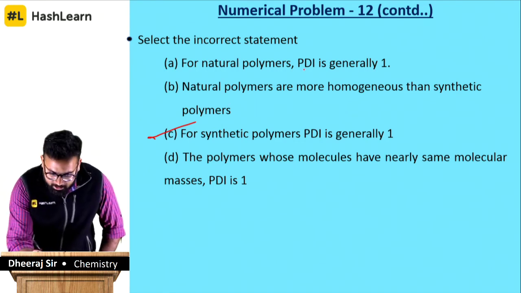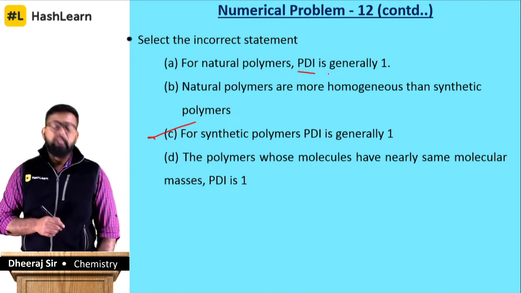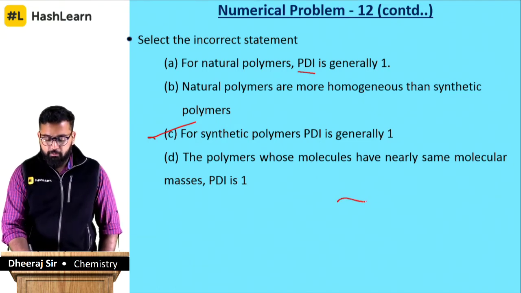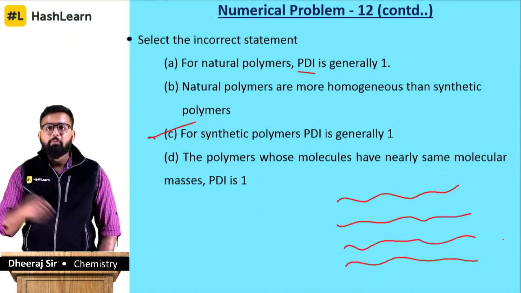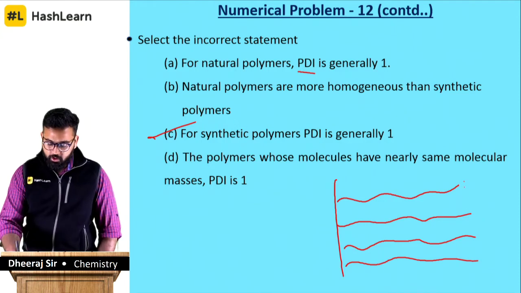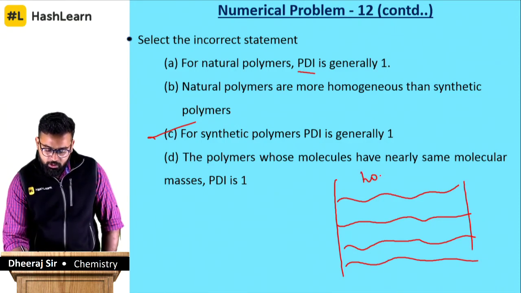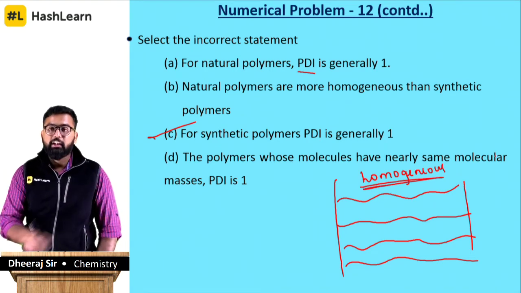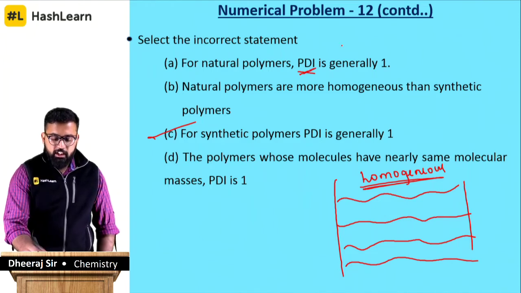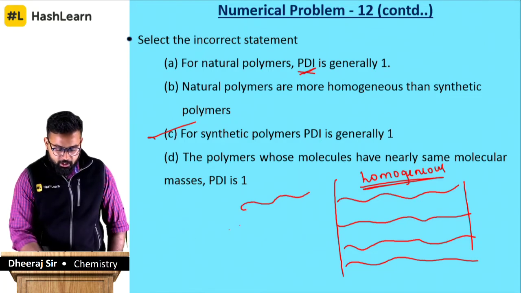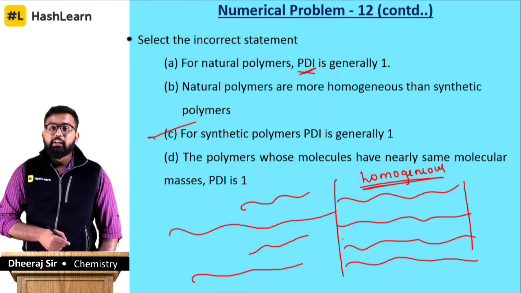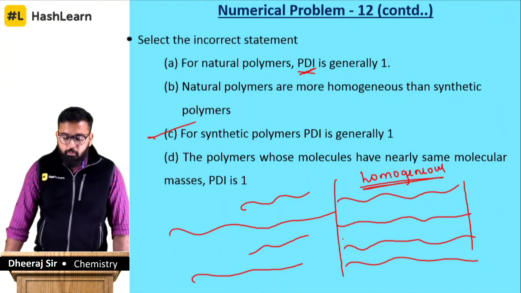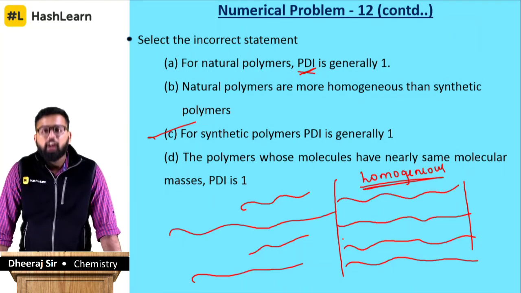What is polydispersity index? PDI stands for polydispersity index. Polydispersity index means if I have a polymer made up of a lot of polymer chains, if the length of the polymer chains is almost the same, then the polymer will be considered homogeneous. So if I am made up of homogeneous polymer chains, then I say the polydispersity index is 1. And if I have polymers made up of abnormal polymer chain lengths, then I'll say that this polymer is heterogeneous with respect to chain length, and it should have polydispersity index either greater than 1 or less than 1.